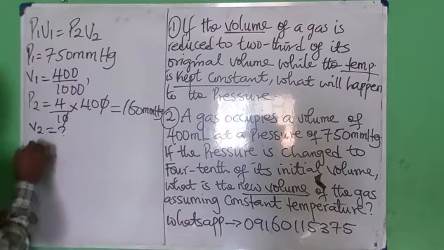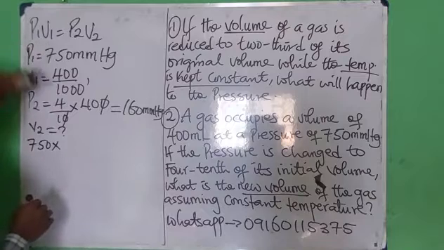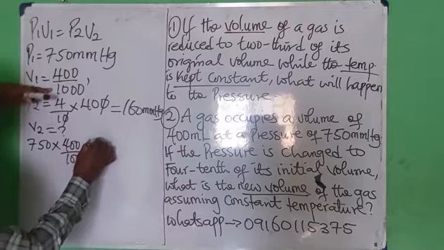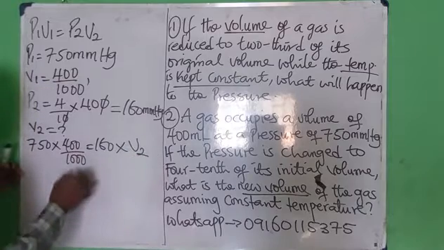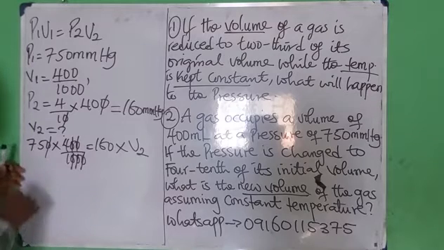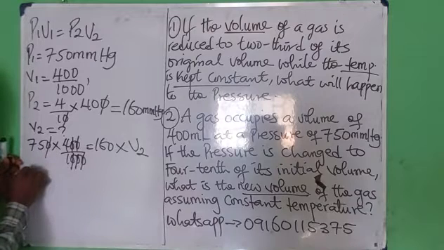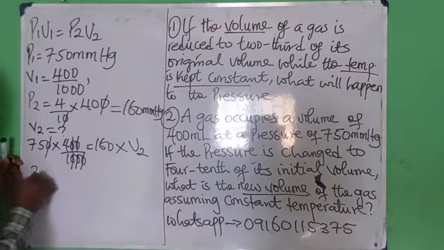So P1 from here is 750. Then V1 is 400 divided by 1000. P2 is 160. V2 isn't given. So this will go into this, this will go into this, this will go into this. Alright, so 75 times 4. That should be, okay, 280? Because 75 plus 75, we have, okay, 300, sorry. 75 times 4 is what?